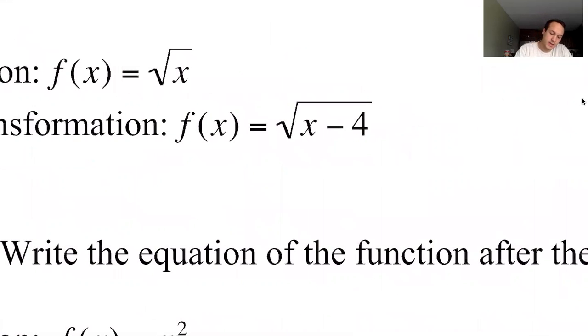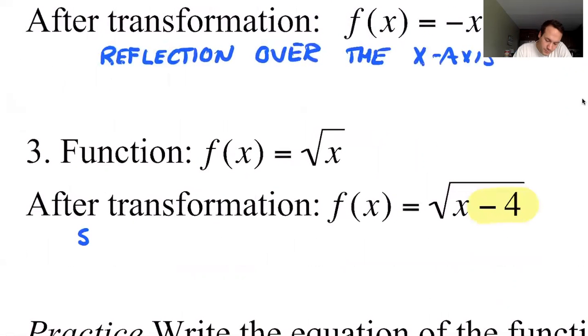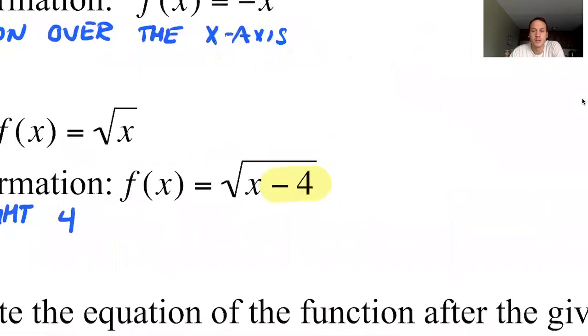If I take the square root of x, it now becomes the square root of x minus 4. I've only got the one transformation. That one transformation's right there. There's no reflections, no negatives on the outside, no negatives on the inside in front of x. So because of that, this is just going to be a shift. It's underneath that square root symbol, so that means it's going to be the opposite direction. This is going to be a shift of right 4, okay?